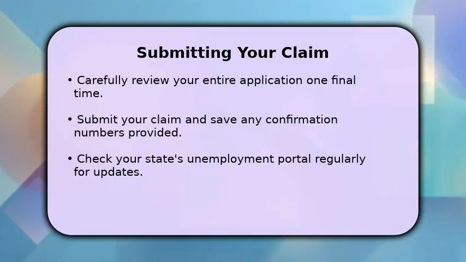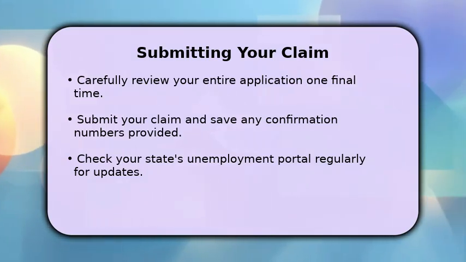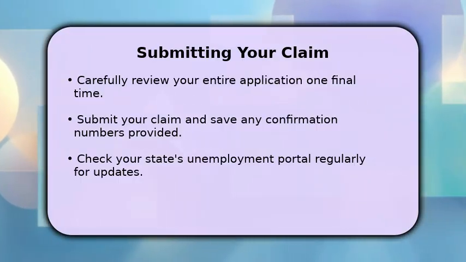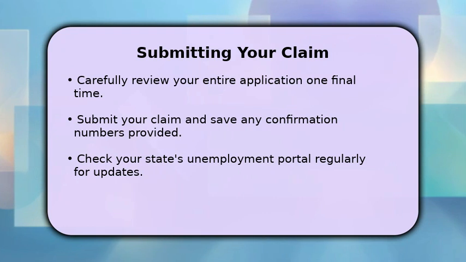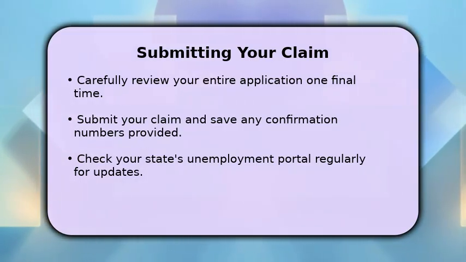Once you've completed all sections and uploaded necessary documents, perform a final, thorough review of your entire application. After confirming everything is accurate, submit your claim. Make sure to save any confirmation numbers or emails you receive. Afterward, regularly check your state's unemployment portal for updates on your claim status and any requests for additional information.